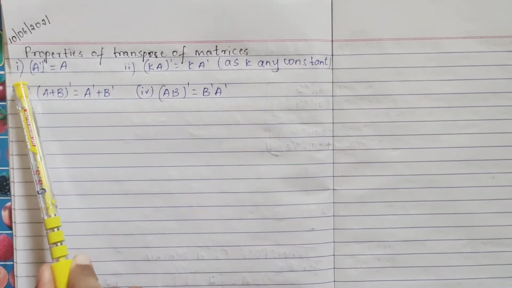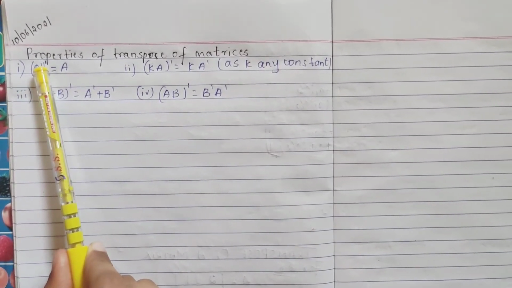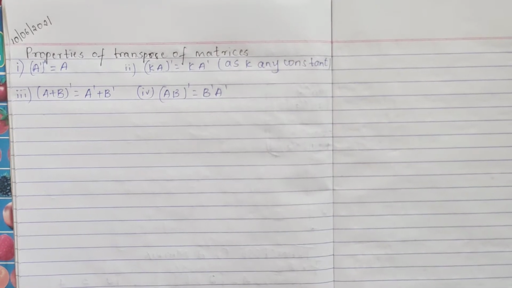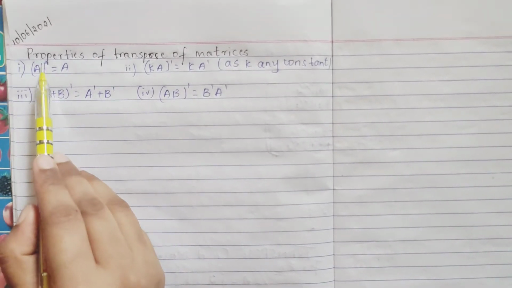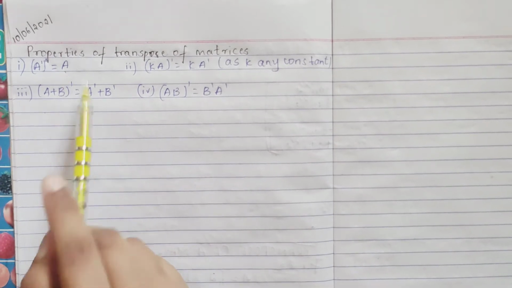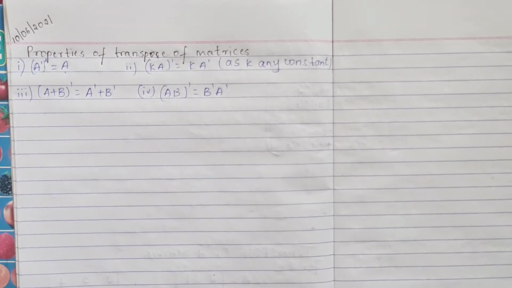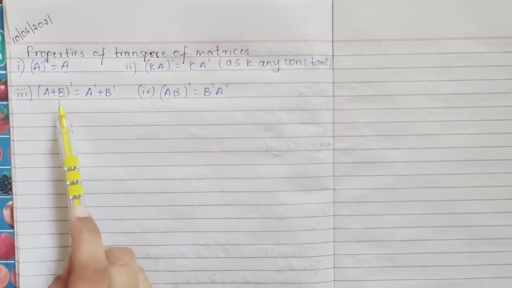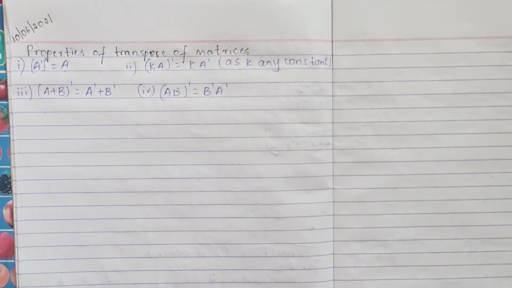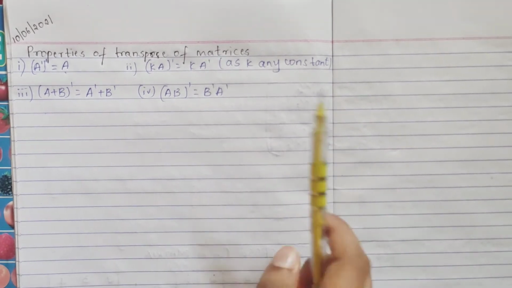Your first property tells (A transpose) transpose. You have here A transpose, its transpose is always equal to A. Means whichever matrix they have given you, if you once again do the transpose of its transpose, you will get the actual matrix, whatever the question is.